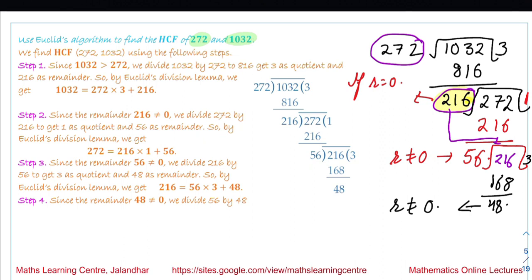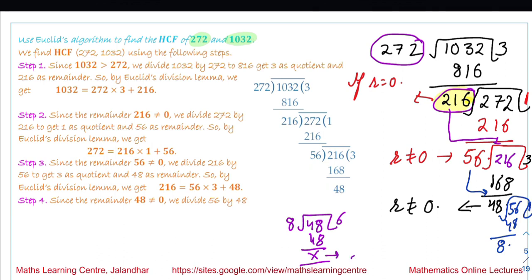On the next step, we divide 56 by 48, and we get 1 times 48, and the remainder is 8. The next step is 8 divided into 48, and we get 6 times 8 is 48, and the remainder becomes 0. Now the remainder is equal to 0, and we have to stop this procedure when the remainder becomes equal to 0.